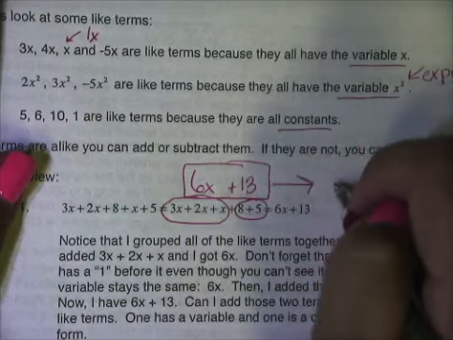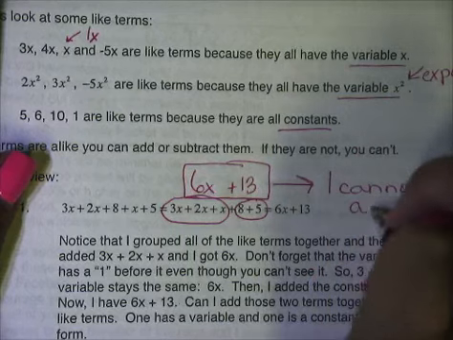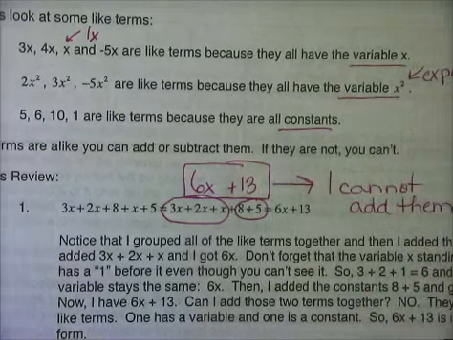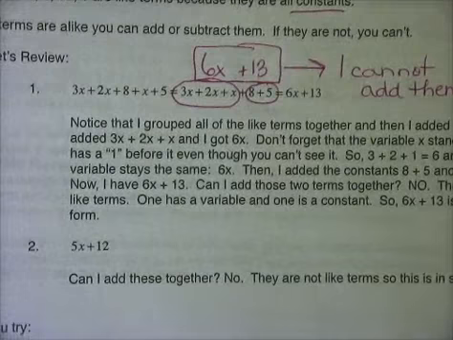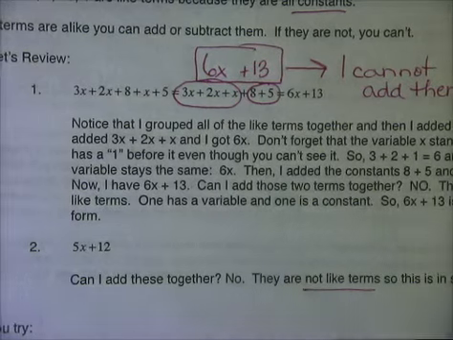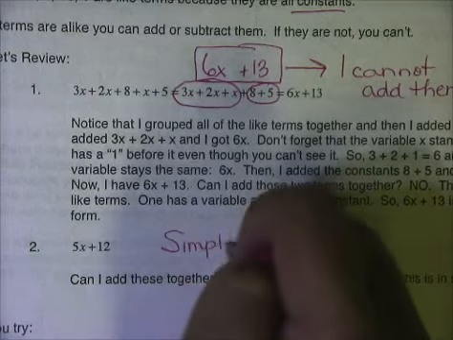Can I add those two terms together, or is that my final answer? This is my final answer. I cannot add them because they are not like terms. Okay? If they were like terms, we could add them, but we cannot add unlike terms. Number 2, 5x plus 12. Can we simplify this? Can we add them together? No, they are not like terms. So this one is already in simplest form, so you would just write simplest form.